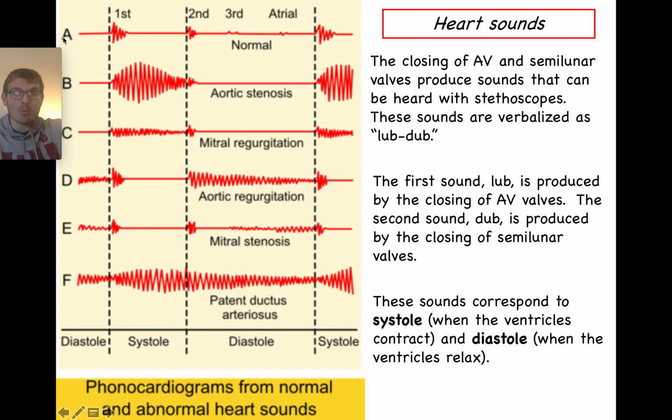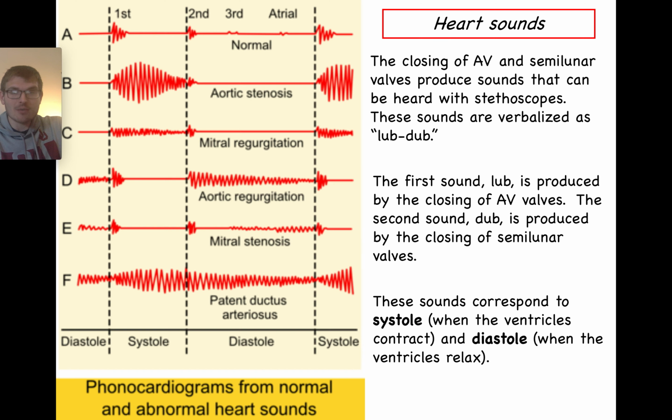So for someone with a normally functioning heart with perfectly healthy heart valves, graph A, this graph at the very top, is what your heart kind of audiogram should look like. So you should see a fairly short first heart sound and a fairly short second heart sound. The sound is produced by the vibrations of the blood as the heart valves move through the blood to go from an open to a closing position.